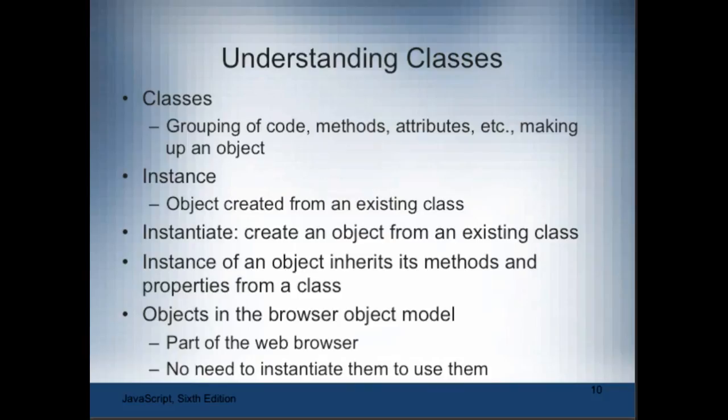To give another example, when you create a new word processing document, which is a type of object, it usually inherits the properties of a template on which it's based. Because objects in the browser object model are actually part of the web browser, you don't need to instantiate them in order to use them in your programs. For example, you don't need to instantiate a document object from the document class in your JavaScript programs because the web browser automatically instantiates one for you. However, you do need to instantiate some objects from the built-in JavaScript classes that you'll study next.